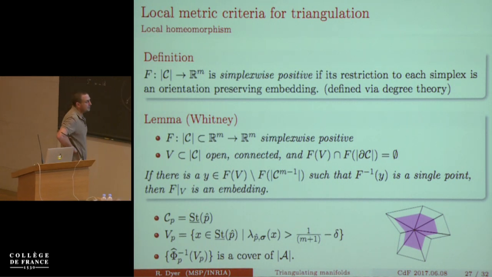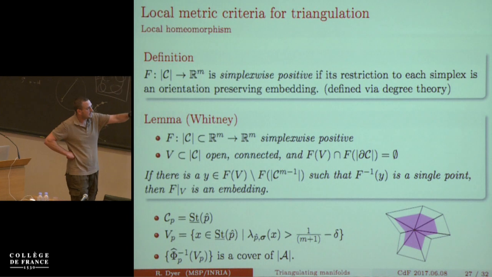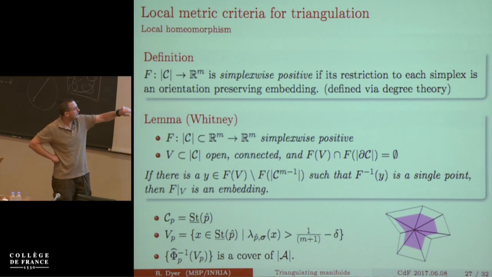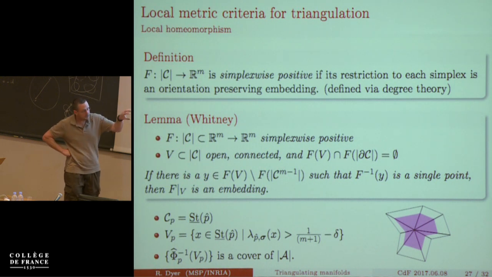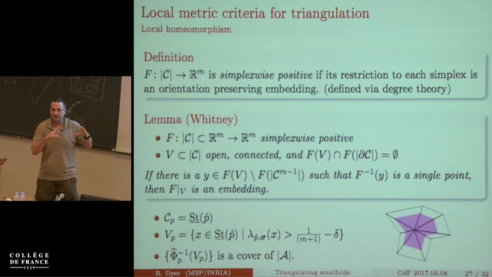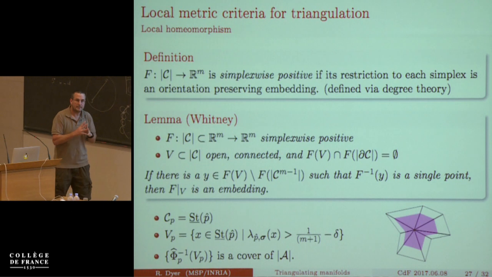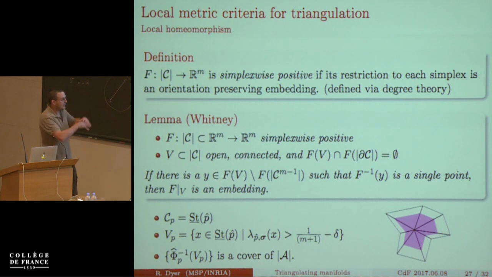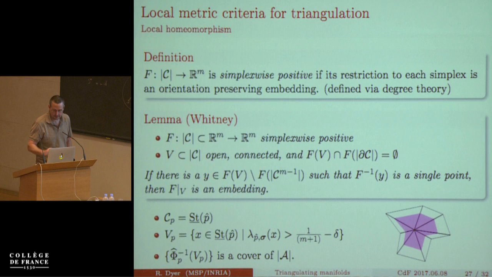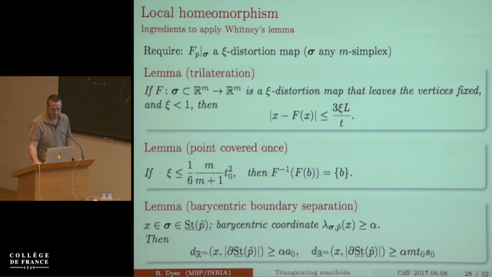And the space that we're going to look at is just a shrunken down version. For our local patch we're going to take a star of a point, and we're just going to look at all the points that have barycentric coordinates that are larger than 1/(n+1). We just look at the open neighborhood that contains that set. And so that'll be a cover of our whole complex, and if we show that these are embedded, then I've got that the map H is a local homeomorphism.